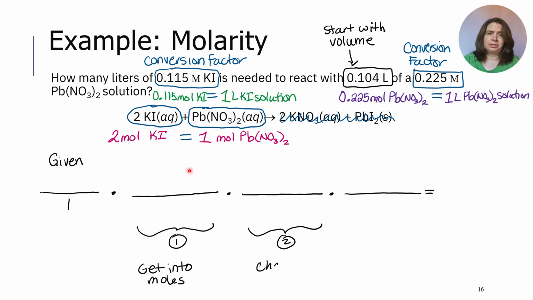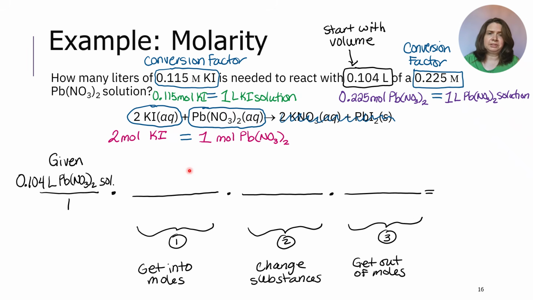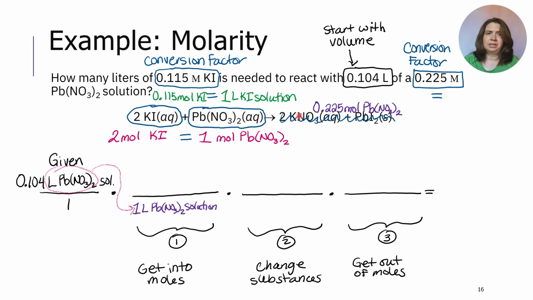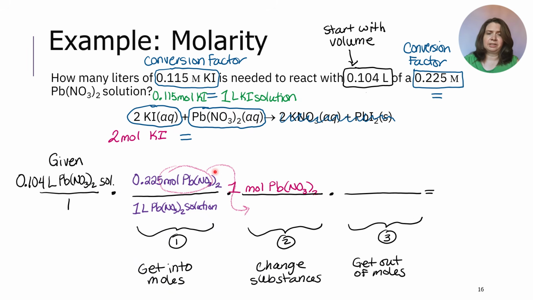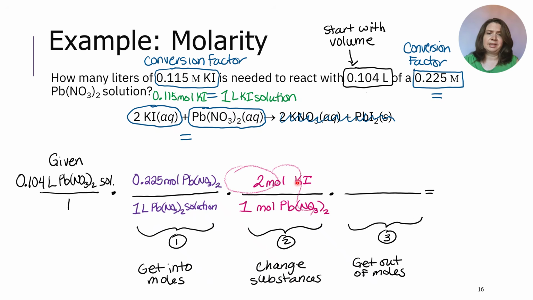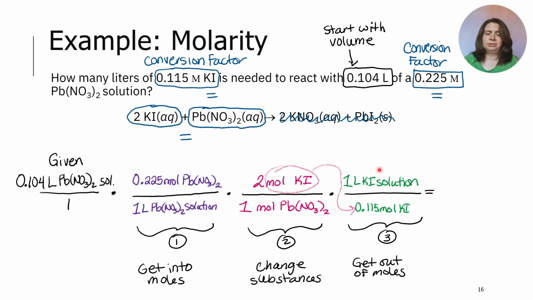There will be 3 conversion factors for this problem. Our first conversion factor is going to use the molarity of our lead-2 nitrate solution to cancel out liters and get into moles of the lead-2 nitrate. Our second conversion factor is going to cancel out our moles of lead-2 nitrate and get into moles of potassium iodide. Lastly, we are going to cancel out our moles of potassium iodide and get into liters of that potassium iodide solution using the molarity of that solution.